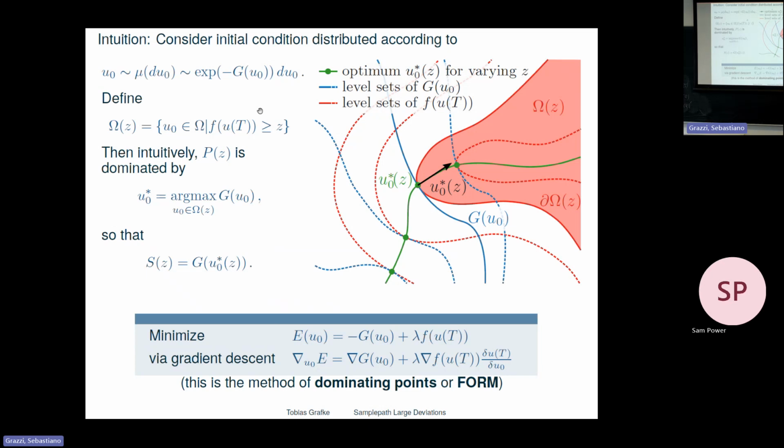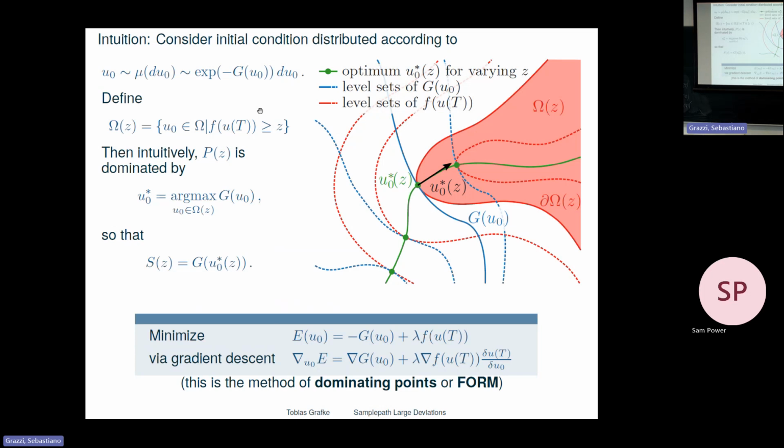But what I now need to do in practice is minimize some function E of the initial conditions. That's minus G, which comes from here, plus lambda F, which comes from my observable, and a Lagrange multiplier in order to enforce a constraint on the final point. And I can do this with gradient descent, and this is how it's done in these first order reliability methods. And I just say the derivative of this with respect to E is the derivative of the log of my initial probability distribution plus lambda times the gradient of my observable times this Jacobian, which is just how does my final condition change if I change my initial condition. This is the method of dominating points of FORM.